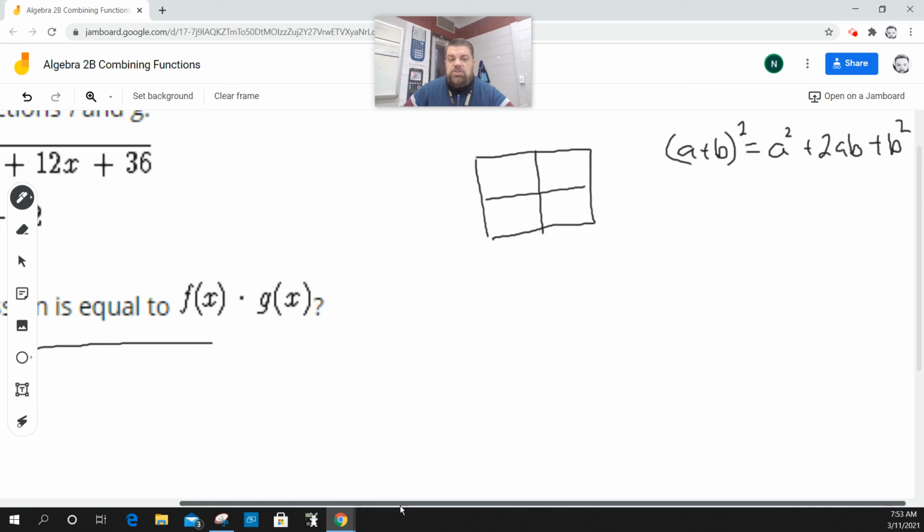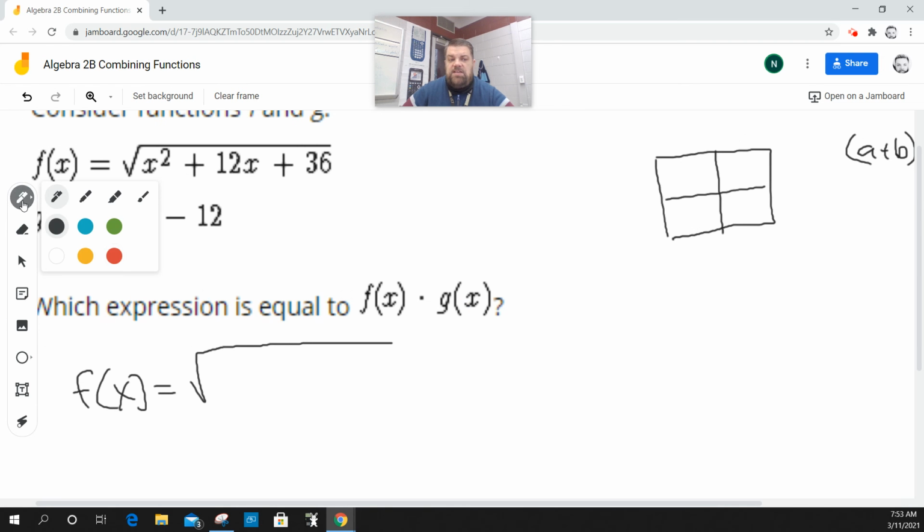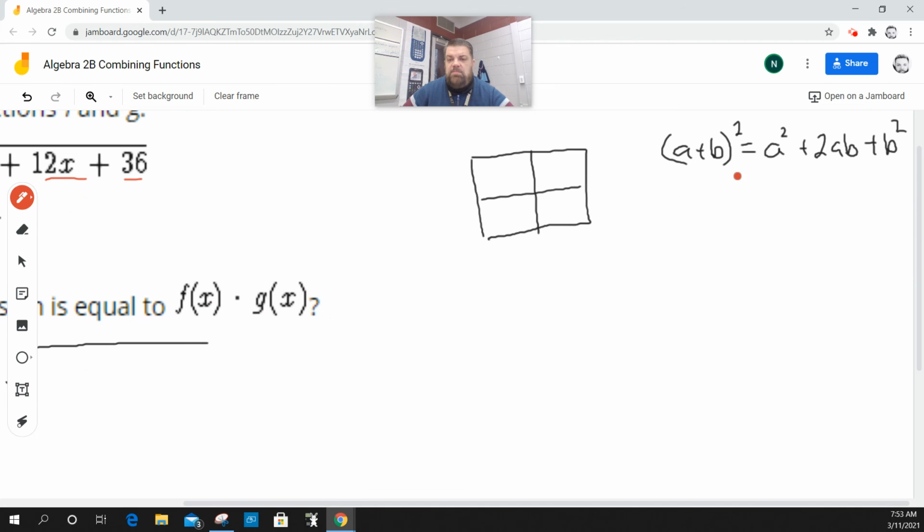So when I look at f of x, that pattern is here. In other words, if I let a be x and b be positive 6, then I'll get x squared plus 2 times 6. In other words, a equals x, b equals 6, and then 2 times 6, because it's 2 times a times b, is 12x, and then plus 6 squared is plus 36, okay?